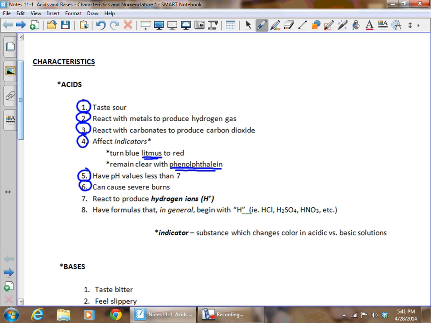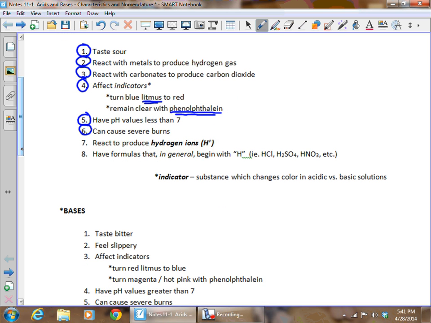Acids can cause severe burns. We'll also be talking about and showing the type of reactions that indicate that acids will react to produce hydrogen ions. They will ionize in water in order to produce those hydrogen ions. And guys, this is what makes an acid be an acid. If we don't have hydrogen ions in the solution, then we don't have an acidic solution. So when you think acid, you should immediately think hydrogen ions. They are a pair.